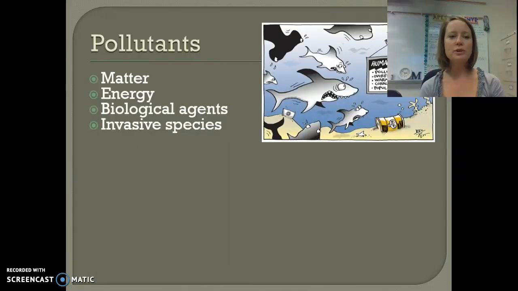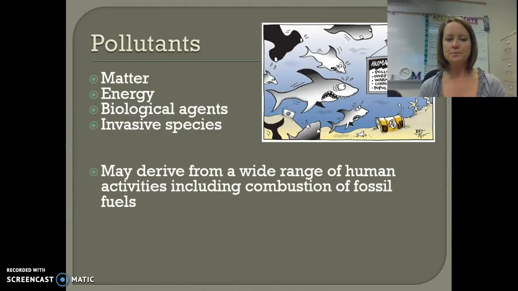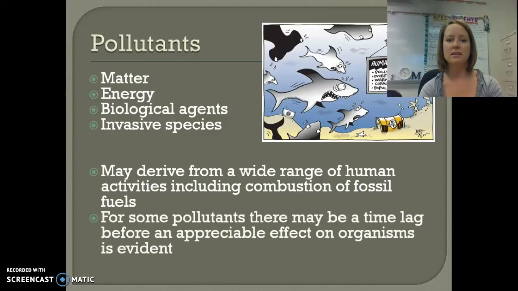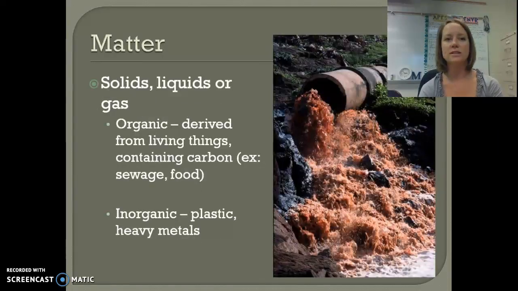All right, so pollutants can fall into one of four categories. They are either matter, energy, biological agents, or invasive species. And on the previous slide, we looked at some of the sources of the pollutants, the biggest one being the combustion of fossil fuels. And one of the issues with a lot of our pollutants, a lot of times we don't know it's a problem until it's too late, because there's a time lag between when the pollutant is introduced and when we see the effect on the organisms.